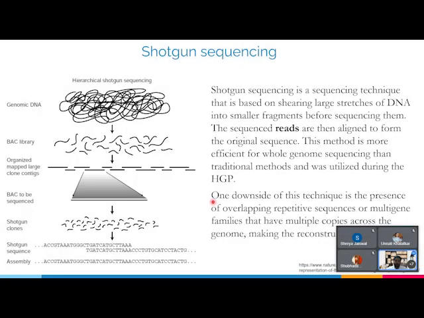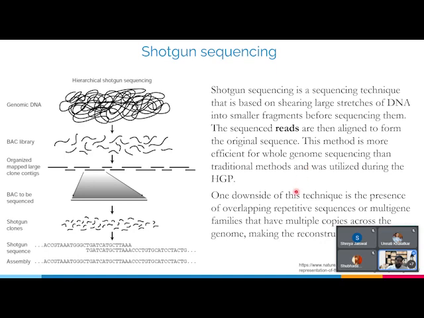So let us go through a bit of shotgun sequencing before answering this particular question. This is a schematic of how shotgun sequencing works. Shotgun sequencing is a sequencing technique that is based on shearing large stretches of DNA into smaller fragments before sequencing. It was one of the major tools used during the Human Genome Project. The sequence reads are then aligned to form the original sequence. This method is very efficient and was used for whole genome sequencing during HGP.